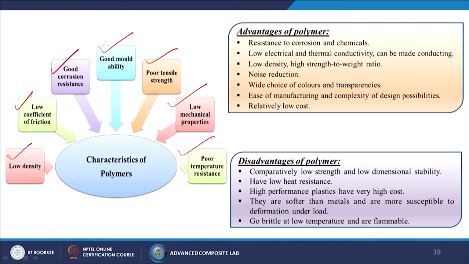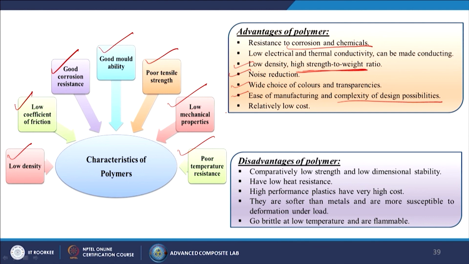What are the advantages of polymers? Generally they resist corrosion and chemicals, have low electrical and thermal conductivity (though they can be made conducting), low density, and a high strength to weight ratio, which is the prime consideration for choosing a polymer. They can reduce noise, come in a wide choice of colors and transparencies, are easy to manufacture, allow complexity of design, and are also very cheap.